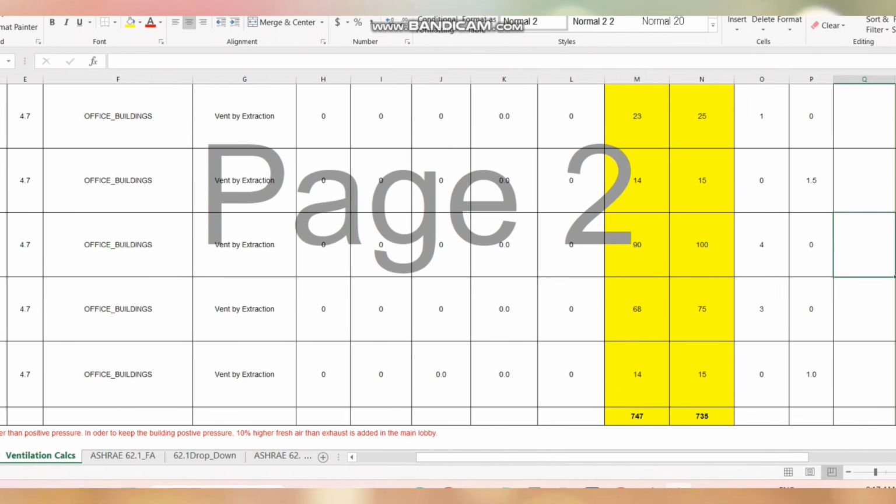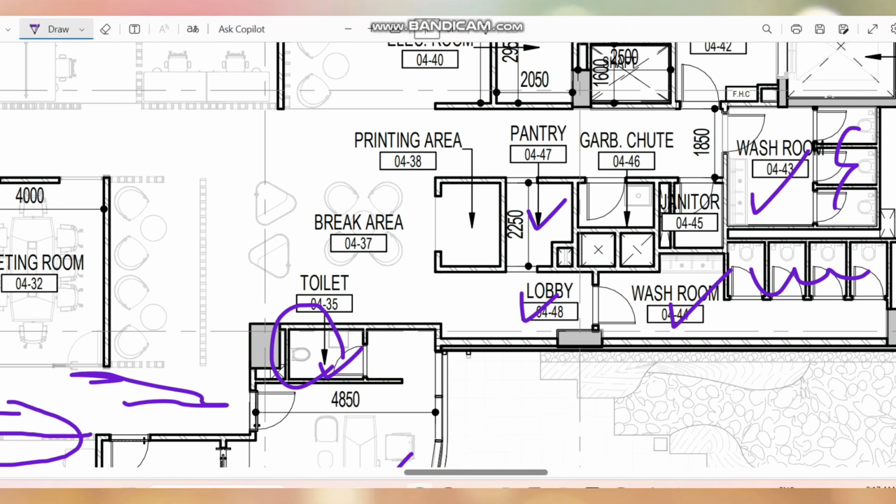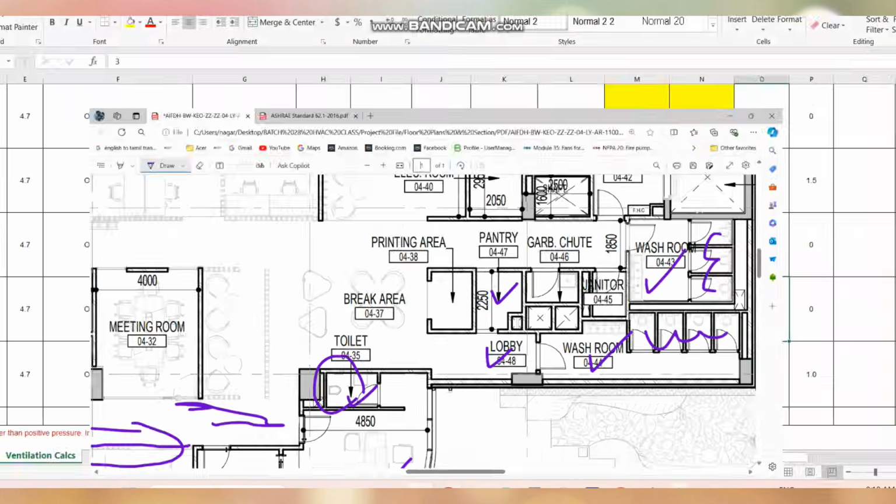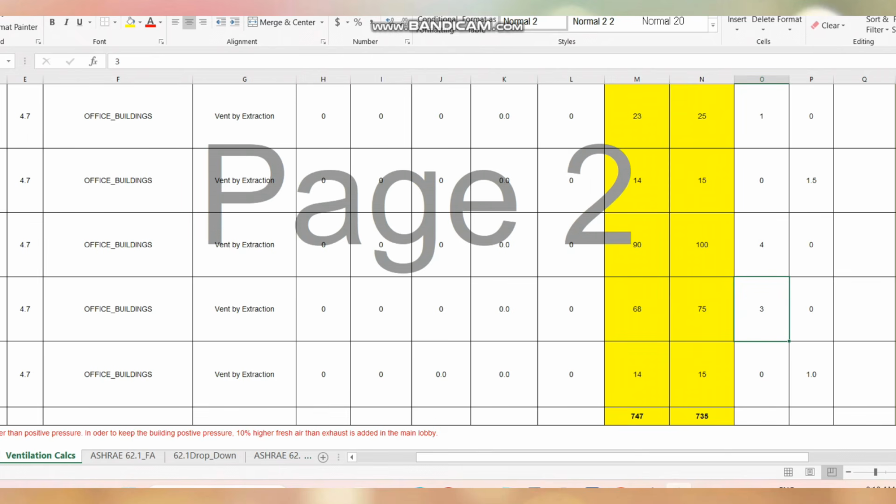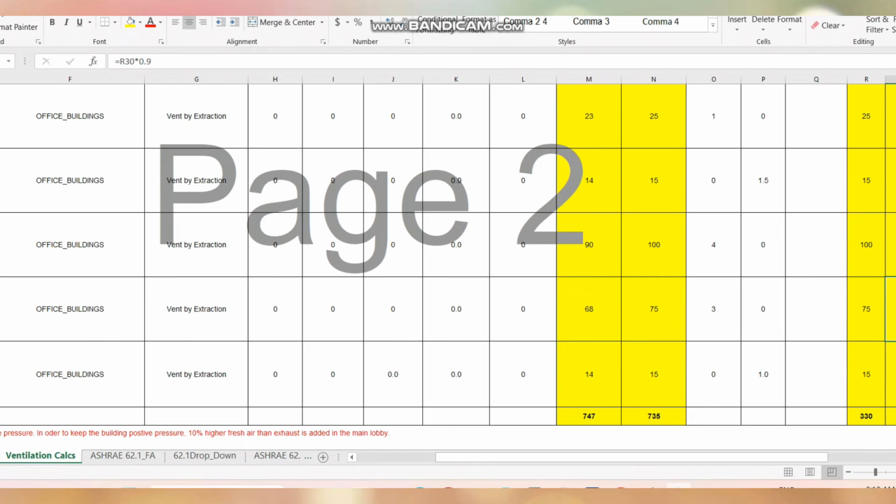So first one is the male washroom. I have considered 4 water closets, and female toilet we have 3 water closets. Like you see here, 3 water closets. So that I have considered here 3 water closets. So 75 liter per second will come, and 90% of the 75, I have considered the 68 is the fresh air.